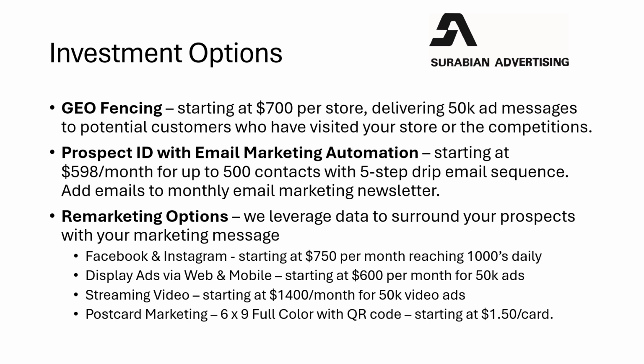With Prospect ID, with the email marketing automation, that starts off at $598 per month, and we're going to identify up to 500 contacts and enroll them in a 5-step drip email sequence. Now, these emails can also be added to your monthly email marketing newsletter if you have one. If you don't have one, we're happy to add that to the program for a slight additional fee.